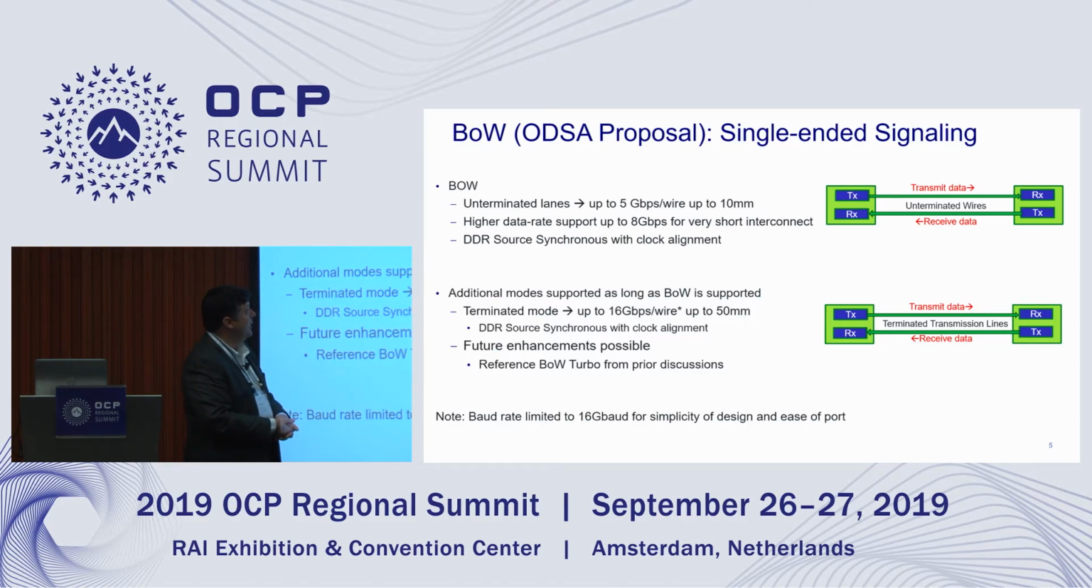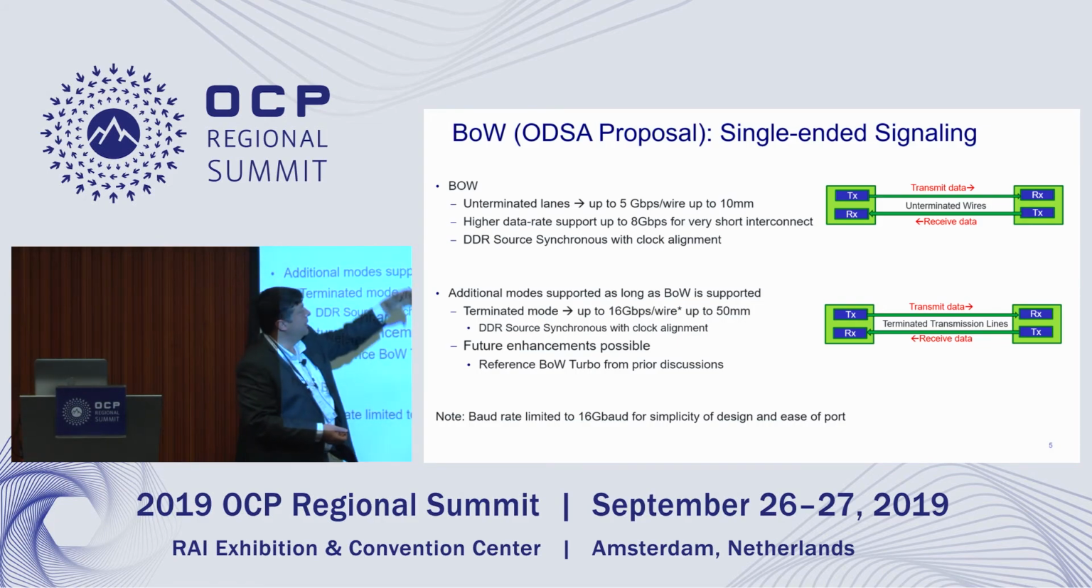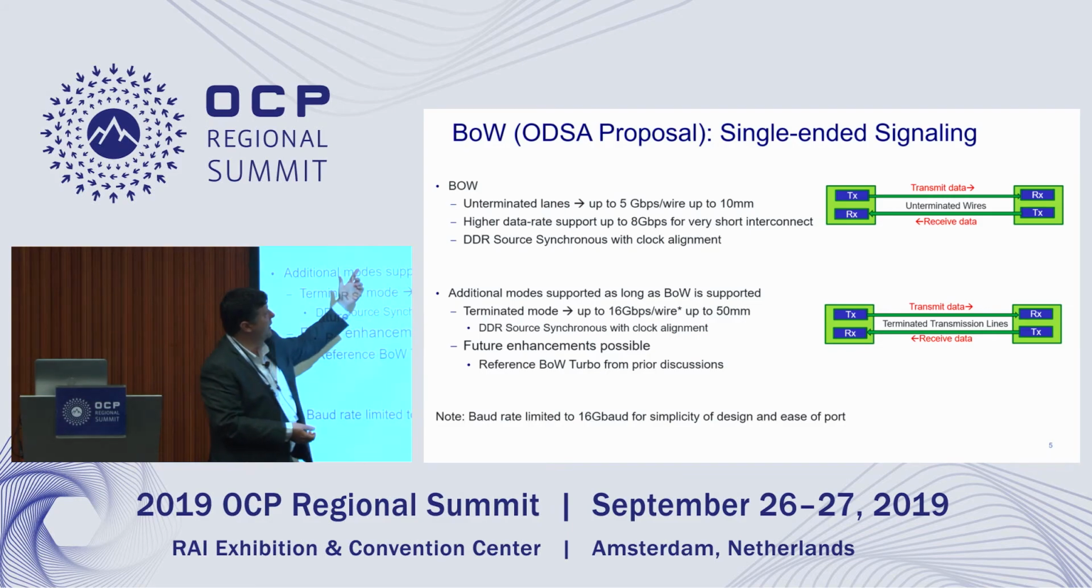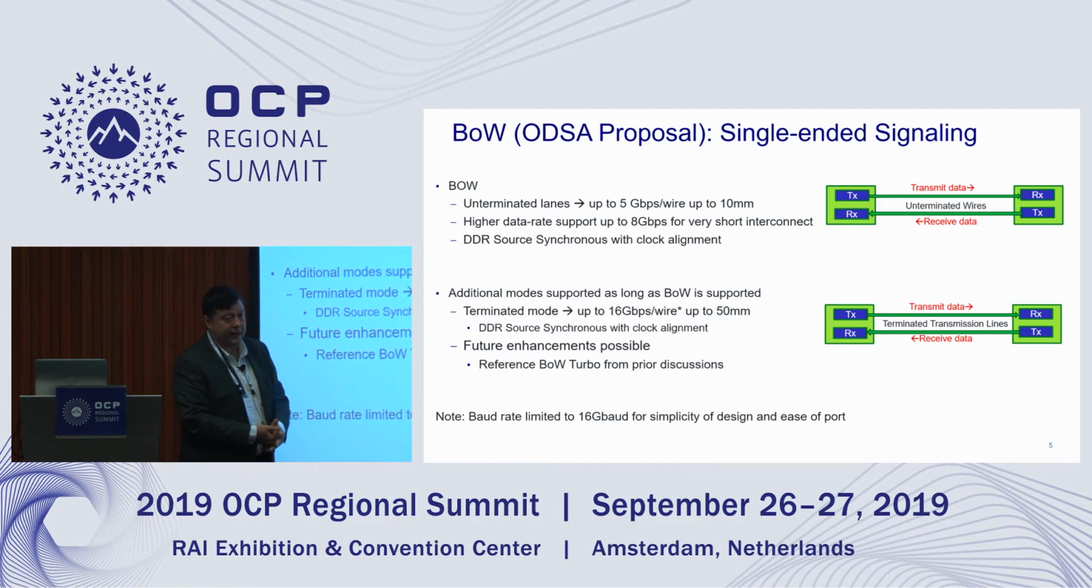Yep. So the basic definition, again, relatively short interconnect, up to about 10 millimeters at 5 gigabits per second, enabling a new mode, 8 gigabits per second, for very short interconnect. As Bobby mentioned, less than 1 millimeter is the target today. Also, again, additional modes, termination mode going up to 16 gigabits per second per wire at longer distances up to 50 millimeters, and absolutely leaving room open for future enhancements for new modes.